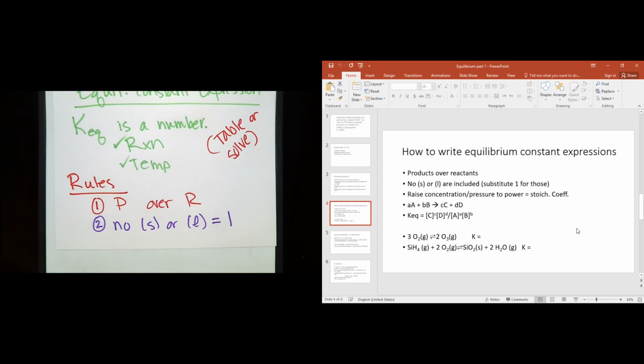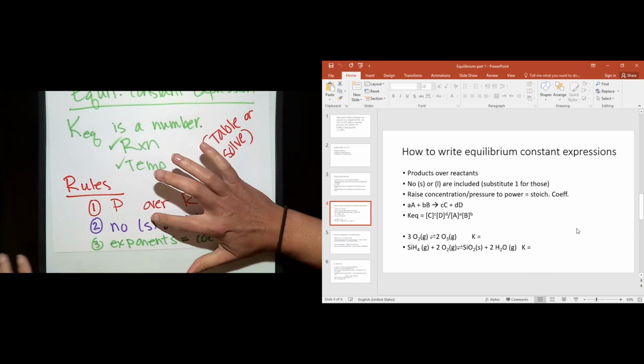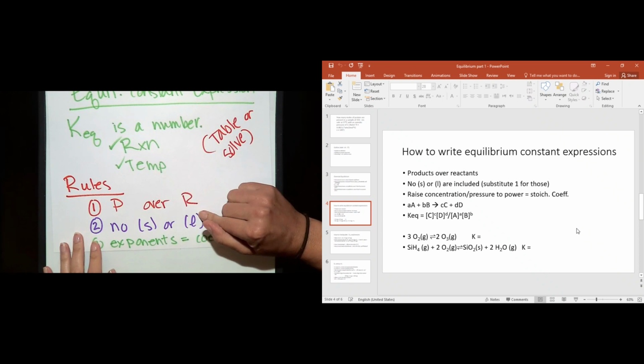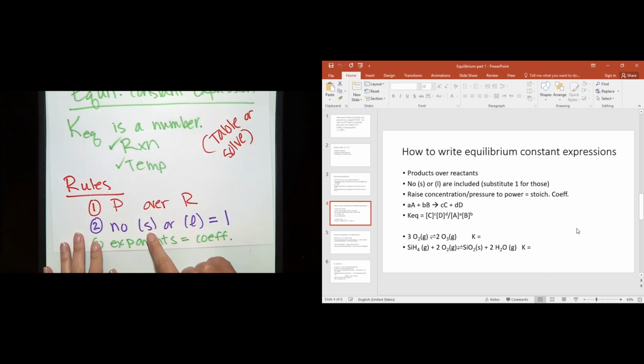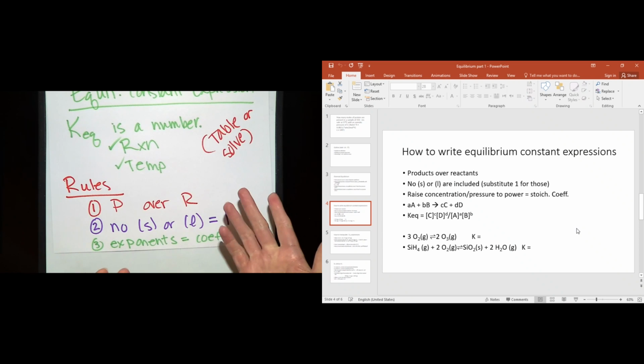Okay, and the third rule is that the exponents in this expression are equal to the stoichiometric coefficients. Backing up a little bit, the reason that we don't have pure solid or pure liquid in the constant expression is because the concentration or the pressure of these never changes. Well, we don't really measure pressure for solids and liquids, so that's a moot point, but the concentration of a pure solid or a pure liquid never changes, so that's why we don't include it. It's 1. It's a constant. We just put 1. Okay.